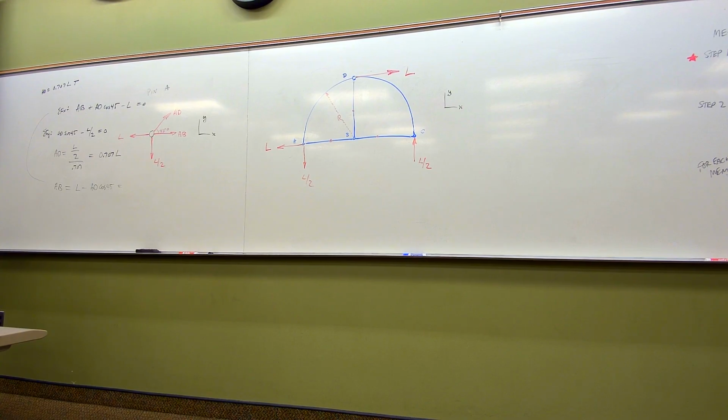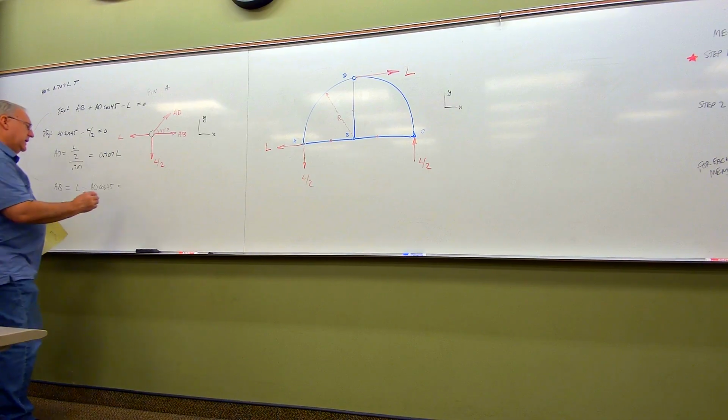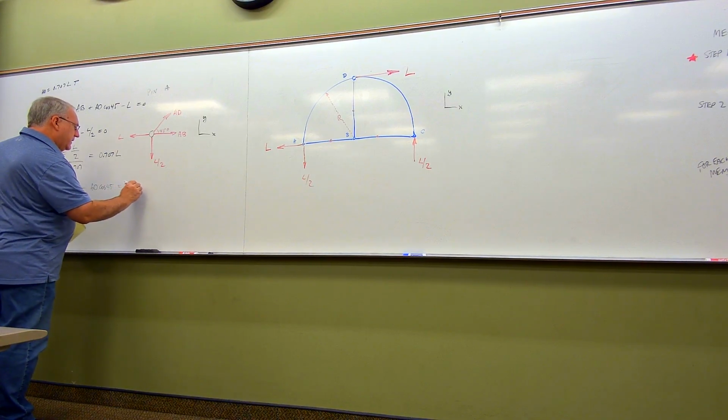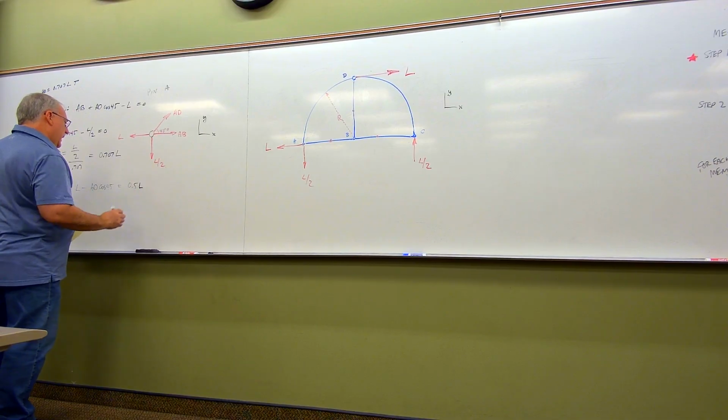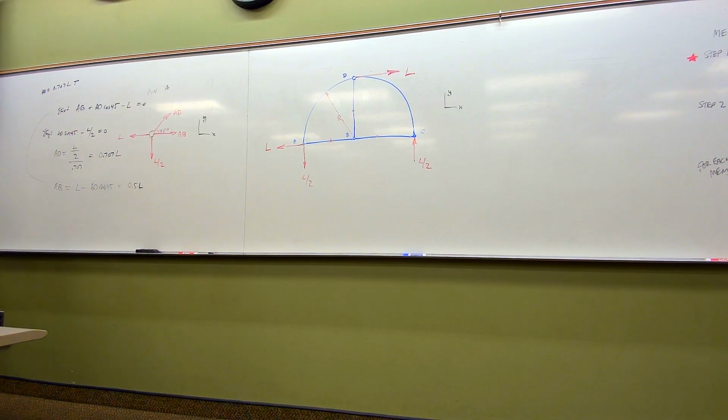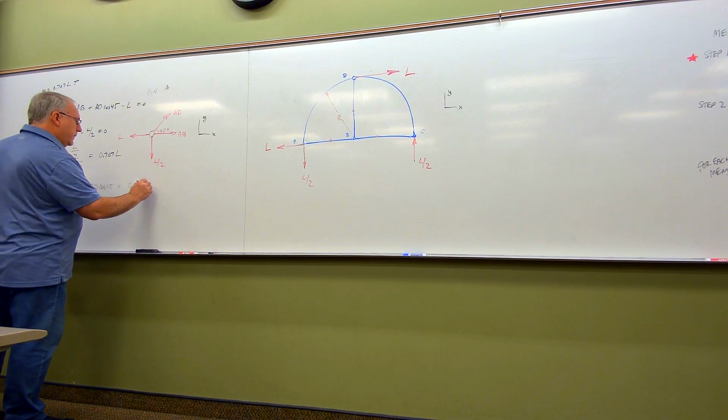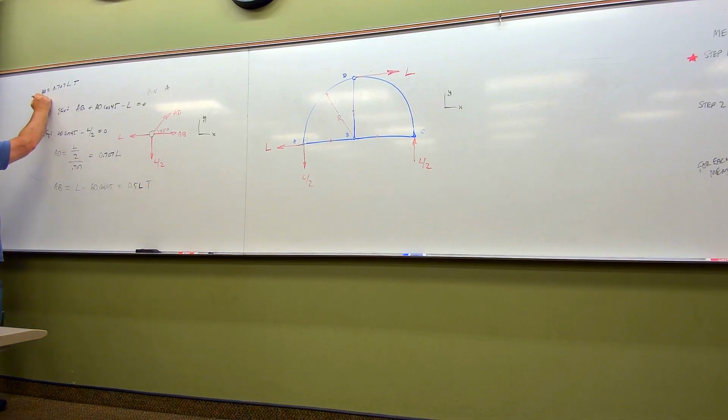AB, AB being, it's written here somewhere, yep, there it is. This is going to be 0.5 times L. And since that came out positive, then it's going to be in tension, like that. So AB, 0.5 times L, also in tension.